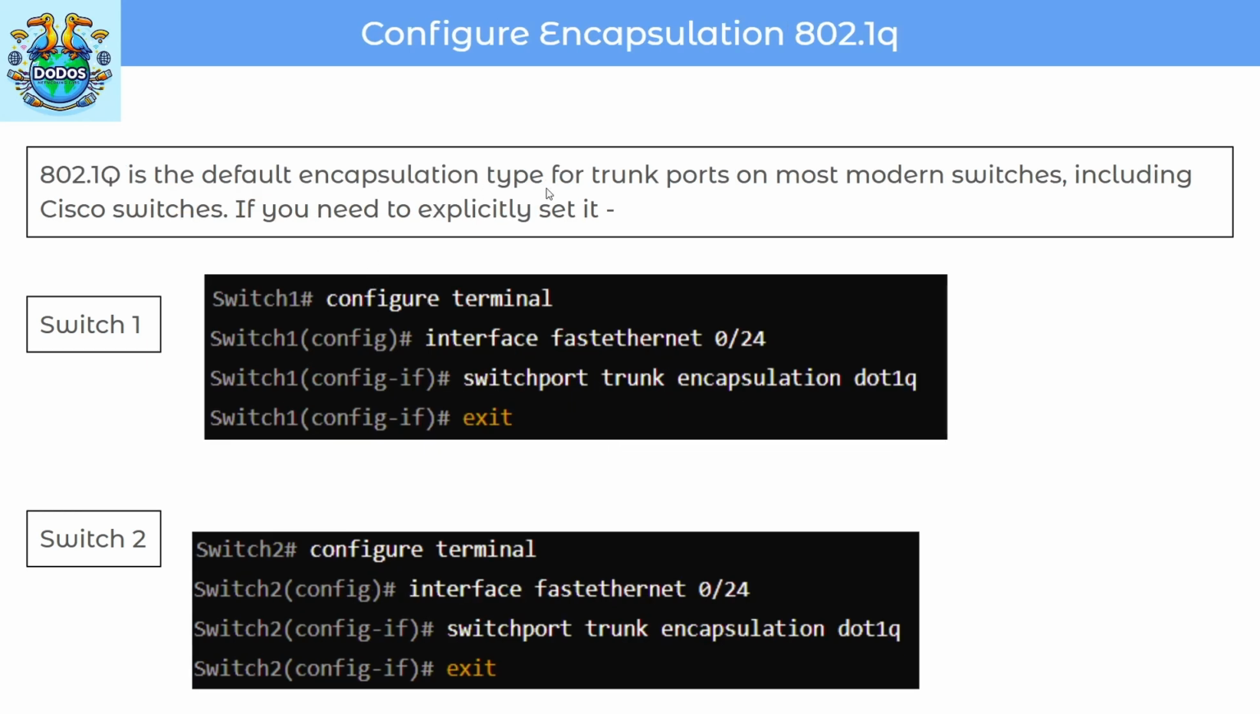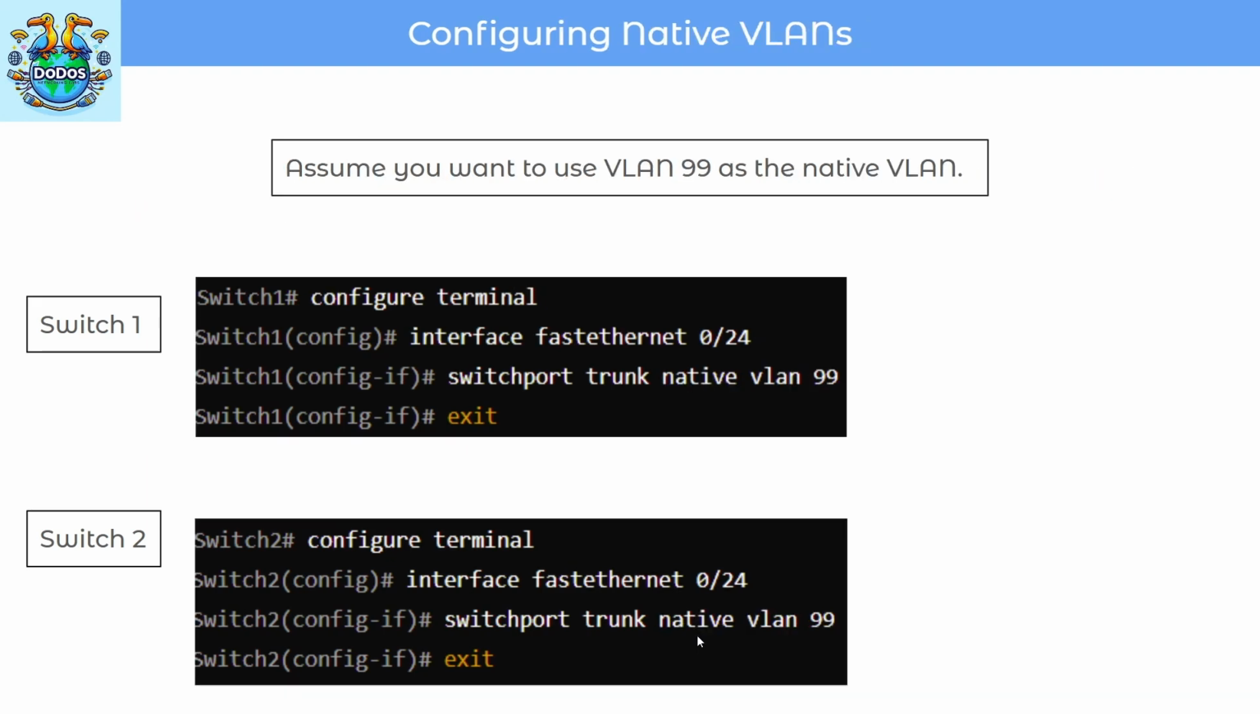802.1q is the default encapsulation type for trunk ports on most modern switches, including Cisco switches. If you need to explicitly set it, there it is, encapsulation dot1q. You should be able to tab, just write encap and it should do the job. Configuring native VLANs, yep, this is exactly what we just covered. Interface FastEthernet 0/24, switchport trunk native VLAN 99, and that would set your native VLAN.